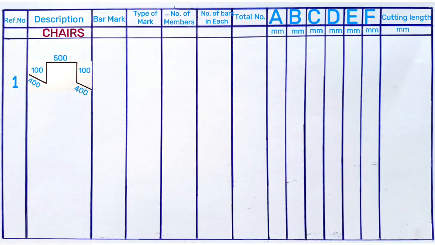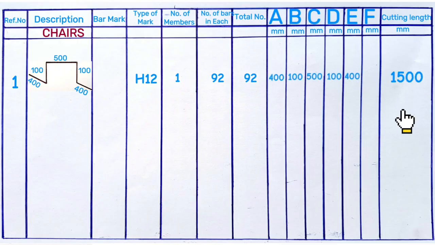There is no bar mark. Then for the type of mark or steel bar thickness, we use the same bars as used in the slab, and for this case, we have H12. Fill in the number of members, number of bars in each, and the total number here. And lastly, fill this column as the total cutting length.